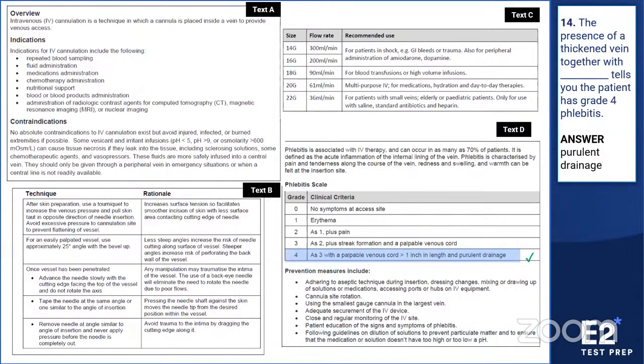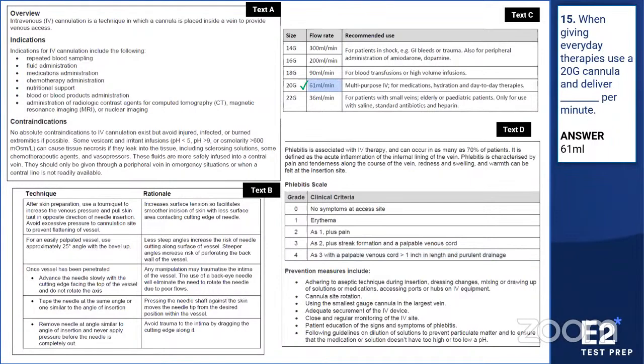Purulent drainage was number 14, because we already have thickened vein, palpable venous cord, and we've got the noun phrase purulent drainage there for the second symptom of grade 4 phlebitis.